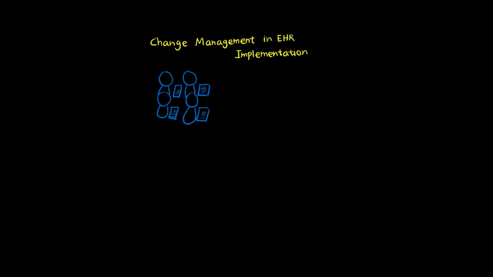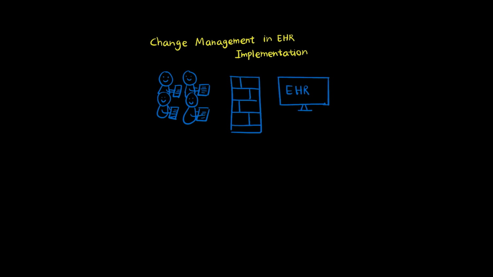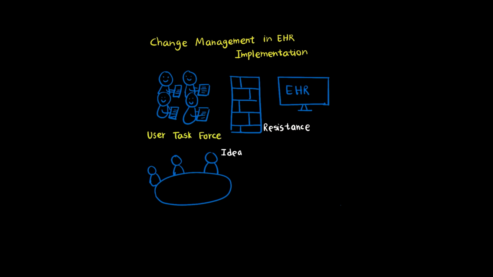Let's examine effective change management during EHR implementation. When staff resist transitioning from paper charts, citing workflow disruption, we need the right strategy. Think about human psychology. People resist what's forced upon them, but embrace what they help create. A user task force engages staff directly in the implementation process. It's like having the nurses and doctors design their own workspace rather than having it imposed. This builds ownership and reduces resistance through participation.